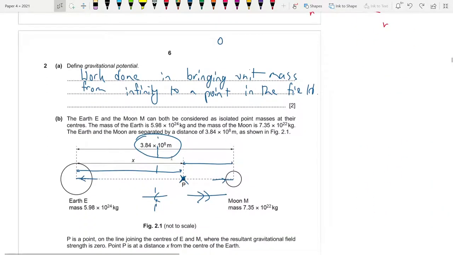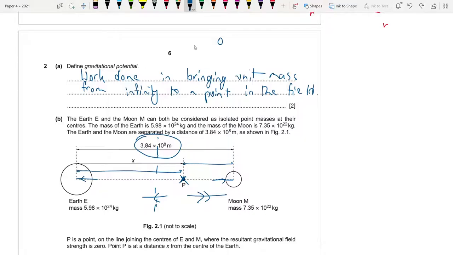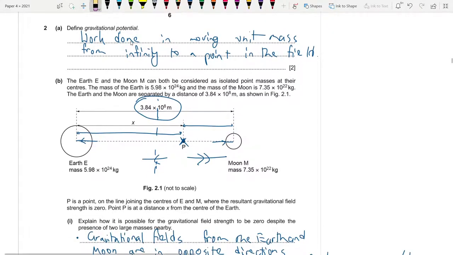Moving on to question number 2. Define gravitational potential. So it's the work done in moving unit mass. It's the work done in bringing, or according to the mark scheme, the best way to say this is it is the work done in moving unit mass from infinity to a point in the field. You can add this, okay? It's good to add it. It's a more complete definition.